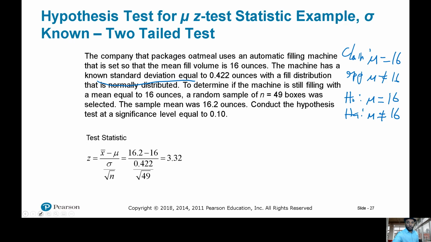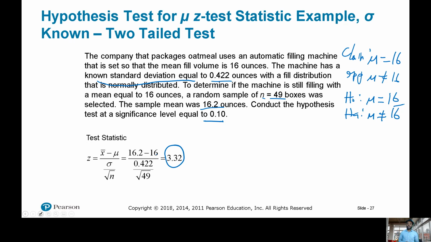We have the point estimate given as 16.2. That's the sample mean, x bar. Mu is equal to 16. Sigma is equal to 0.422, and the random sample size is 49. And so with these, our test statistic is 3.32. We are going to compare our test statistic with the critical value, which depends on what our significance level is.